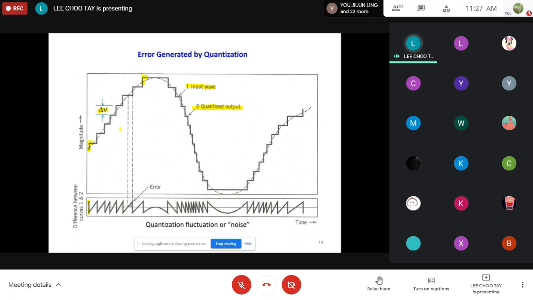The difference between the magnitude of your input wave and the quantizer output is called the quantization noise. It is also called the quantization error. This error gives rise to noise, so it is like noise has been added to your original signal.